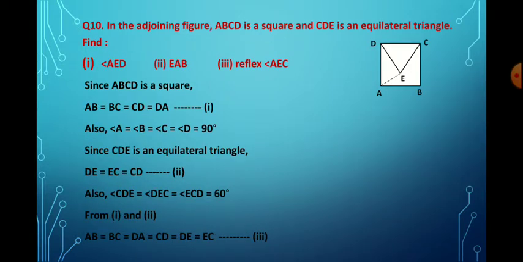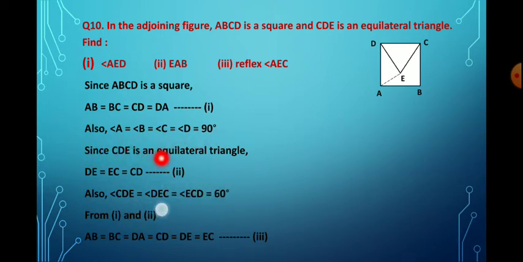Question number 10. In the adjoining figure, ABCD is a square and CDE is an equilateral triangle. Find angle AED, number 2, angle EAB, number 3, reflex angle AEC. Since ABCD is a square, all sides of a square are equal. Also, all angles of the square are equal to 90 degree. So we write AB equals BC equals CD equals DA, that is equation 1. Also angle A equals angle B equals angle C equals angle D, that is 90 degree.